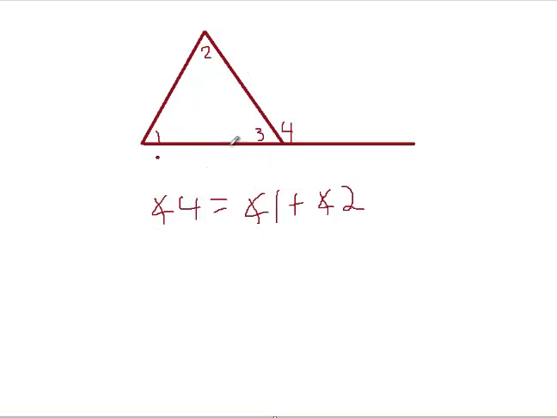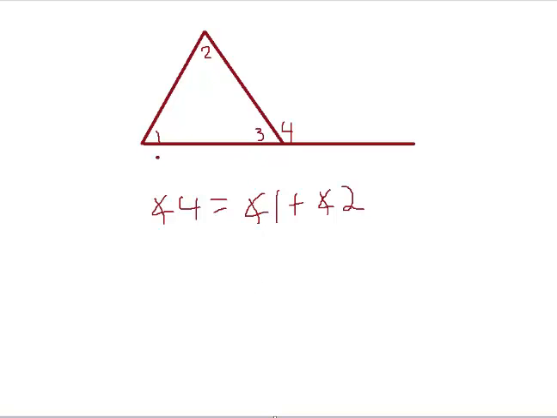You don't even really need this theorem, because 4 has to be supplementary with 3. Which means 4 plus 3 have to equal 180 because they're on the same line. Now 1 and 2 and 3 combined also have to equal 180 because they're inside of a triangle. So just like 4 has to equal 180 minus 3, 1 and 2 also combined have to equal 180 minus 3. So 1 and 2, of course, have to be the same as 4.